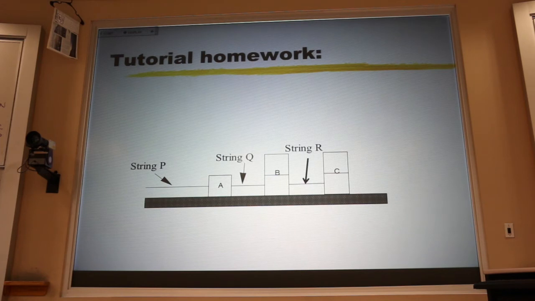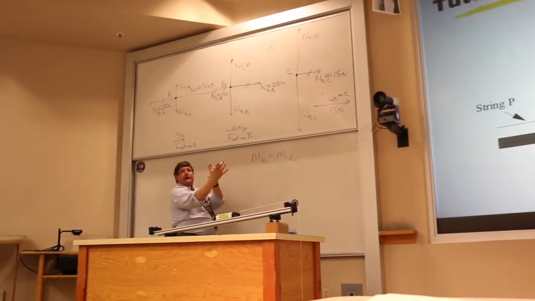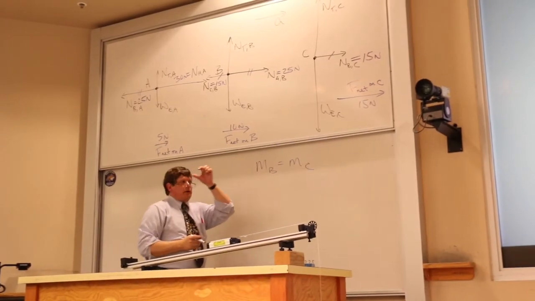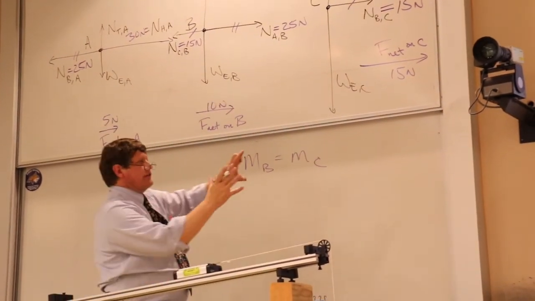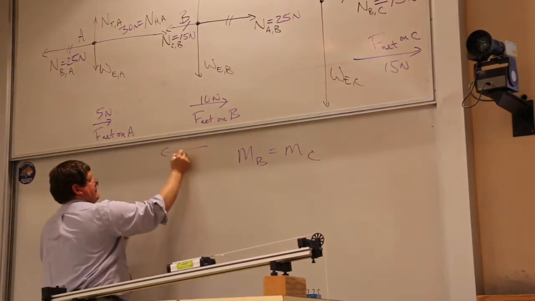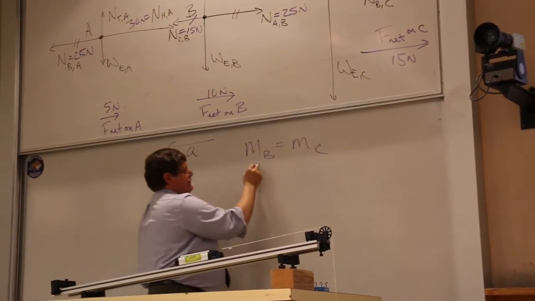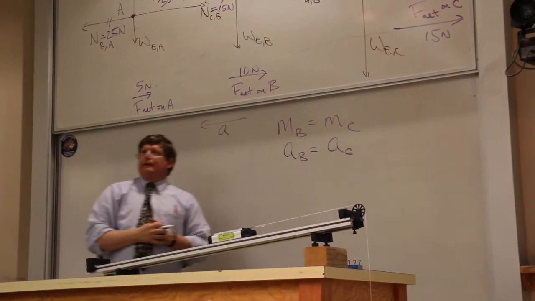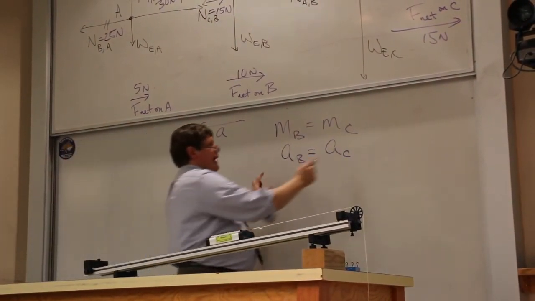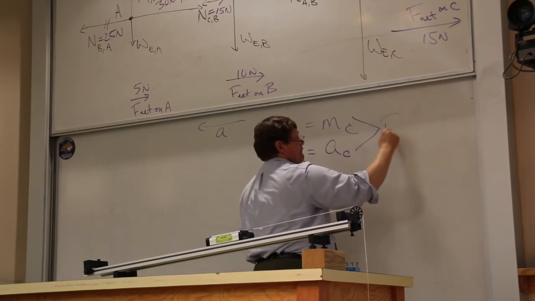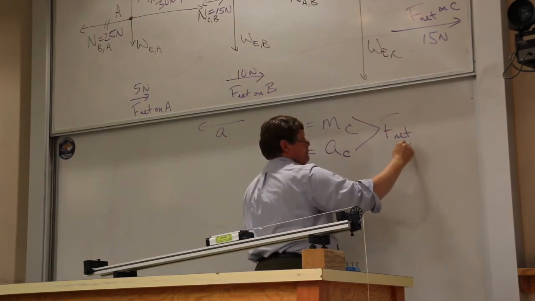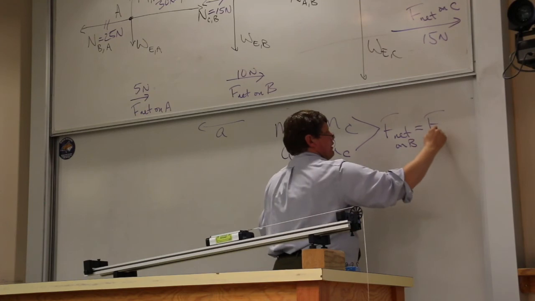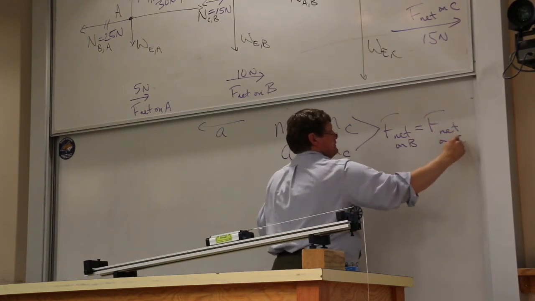They each have the same mass, and they're moving together as a unit. Since I'm pulling this on a frictionless table, they're all accelerating to the left. And the acceleration of B is equal to the acceleration of C. Now, those two facts tell me that the net force on B has to equal the net force on C.